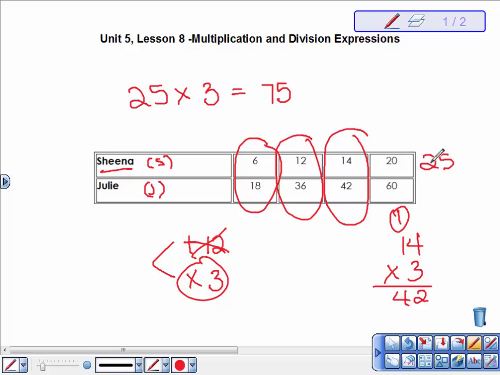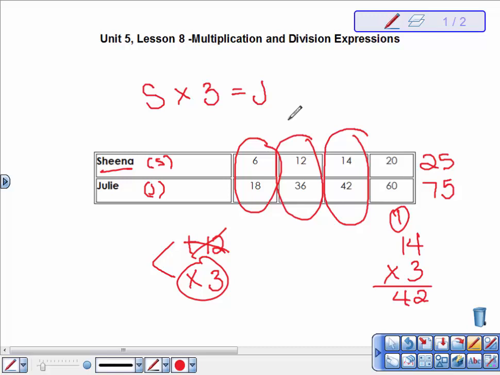So if Sheena has 25 necklaces, Julie will have 75. So don't get confused by this fancy equation. It's really not fancy. If you just think for a second, what do those letters represent? It represents whatever Sheena has, multiply that times 3, and you get what Julie has. So it's really not that hard to understand if you just think of it like that. What are those letters representing?